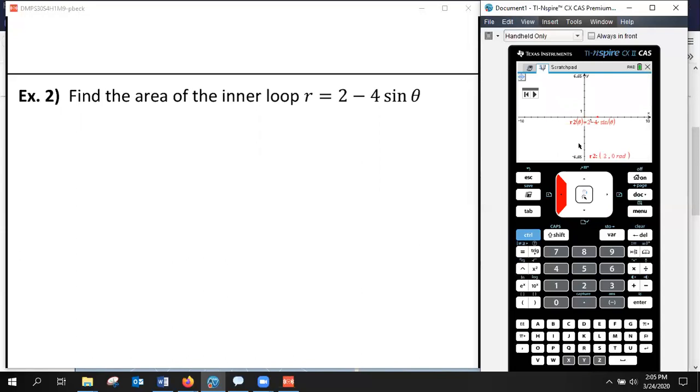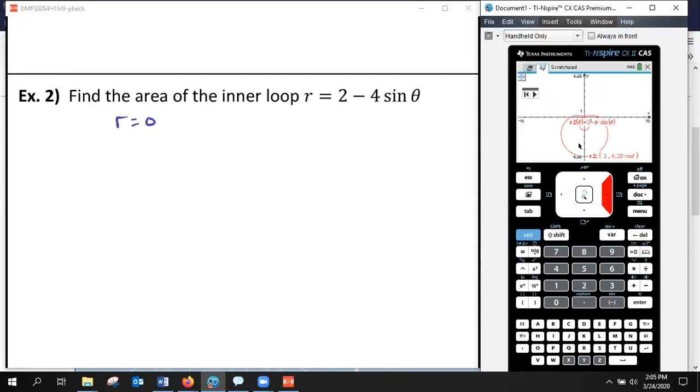If I'm sketching the whole thing out, what I should see is the inner loop just got created right there. So the inner loop gets created when the radius first hits 0 up until the radius hits 0 again. So if I go from 0 to 2 pi, we should see the radius hitting 0 twice. And so let's algebraically determine that.